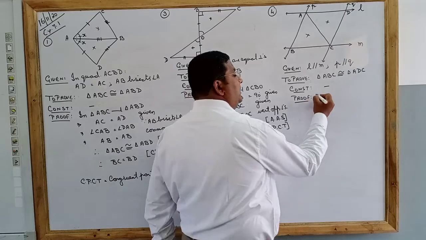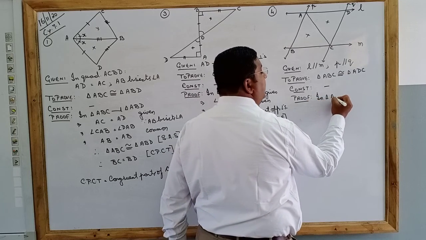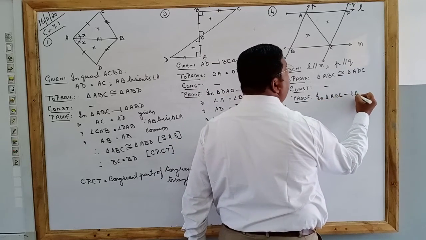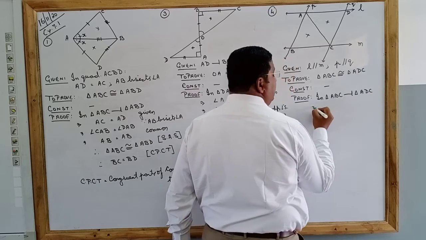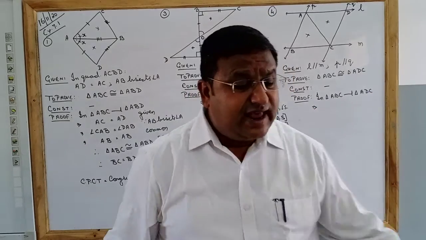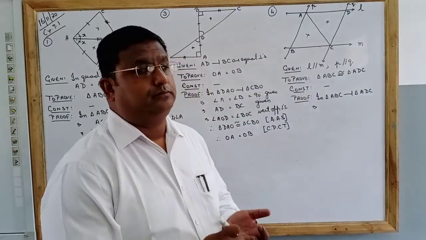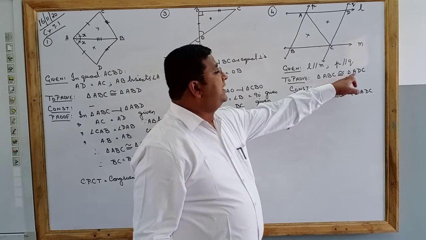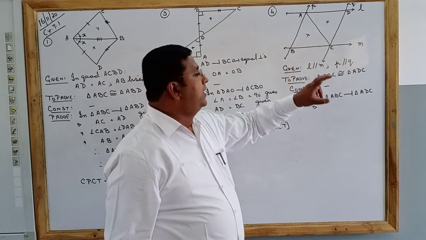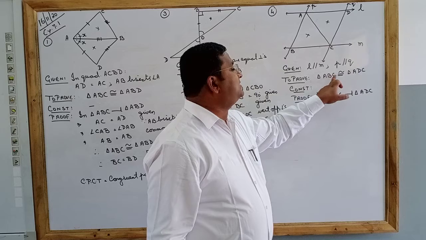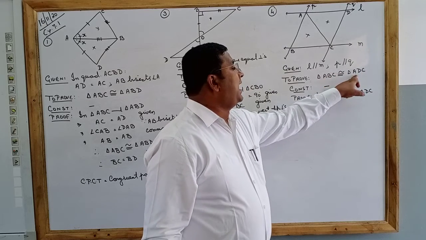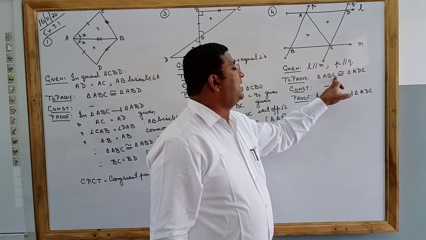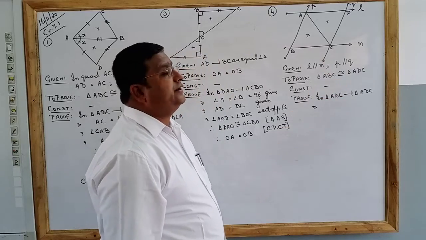So in triangle ABC and triangle ADC, see, the name itself gives us the solution. Just look for the order: AB, BC, angle A, angle B, angle D, angle C. You will find the answer in it itself.